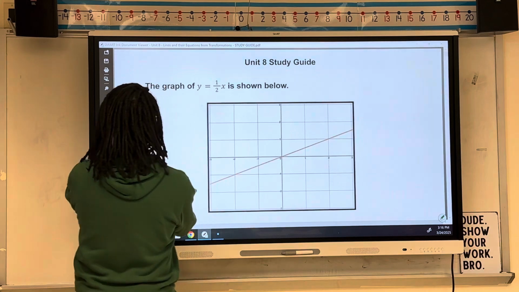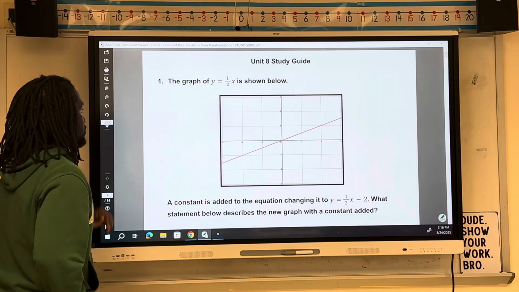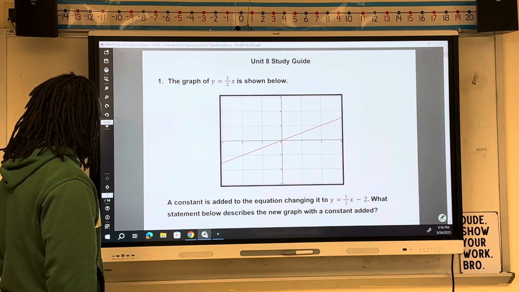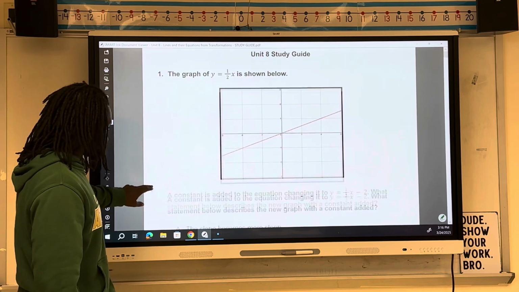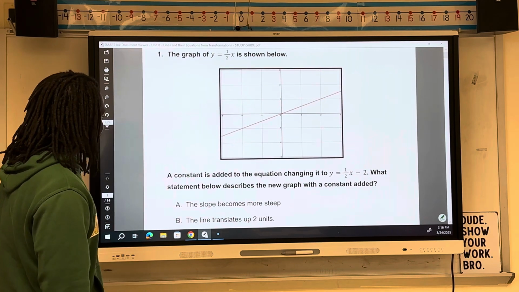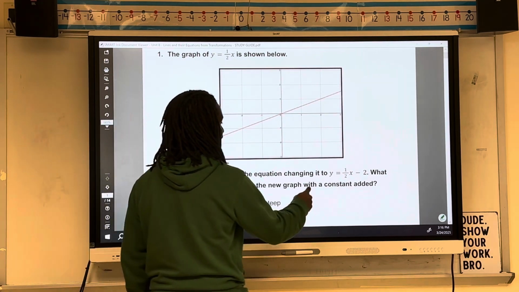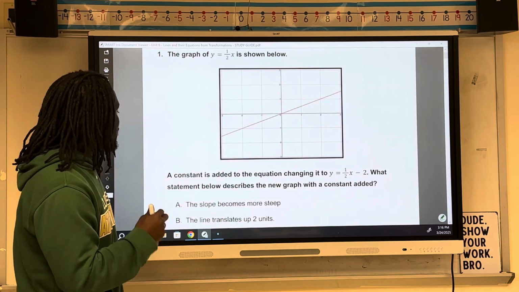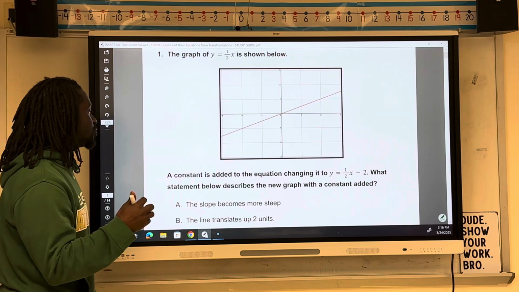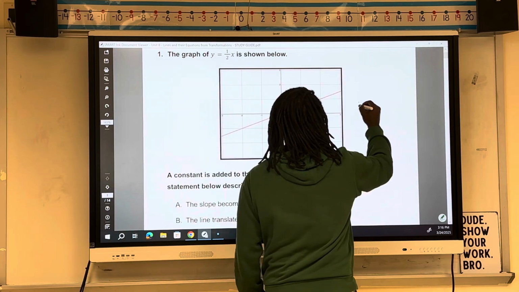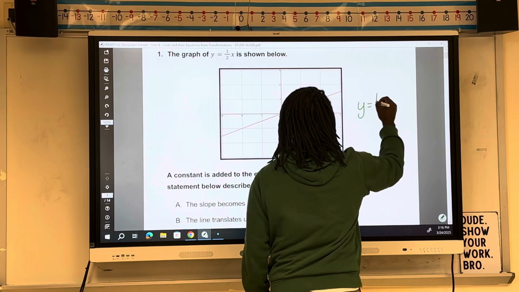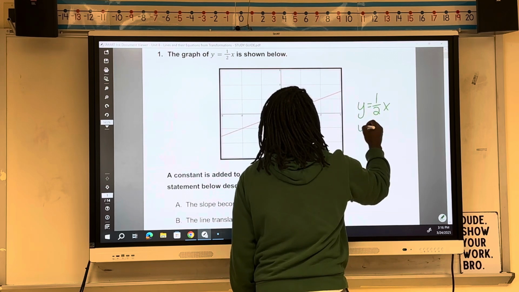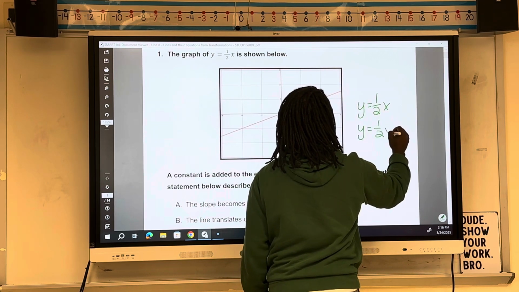All right, so question number 1. It says the graph of y equals 1/2 x is shown below. A constant is added to the equation, changing it to y equals 1/2 x minus 2. What statement below describes the new graph? Okay, and so we have our original graph was y equals 1/2 x, and then it changed to 1/2 x minus 2.